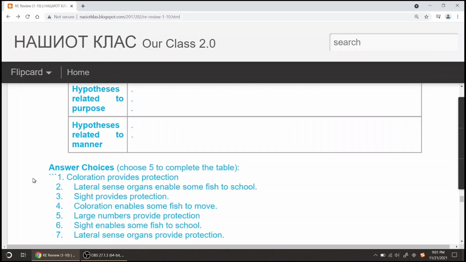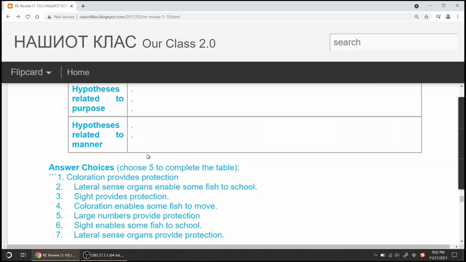Here, I don't know if you find some patterns from the answer choices. Number 1, 5, 7 are all about providing protection. Number 2 and 6 are about enabling fish to school. Maybe these are connections, since one table lists 3 answers while the other lists 2. If you run out of time, you could make an educated guess. But we still go back to the passage to make sure you get the answers correct.